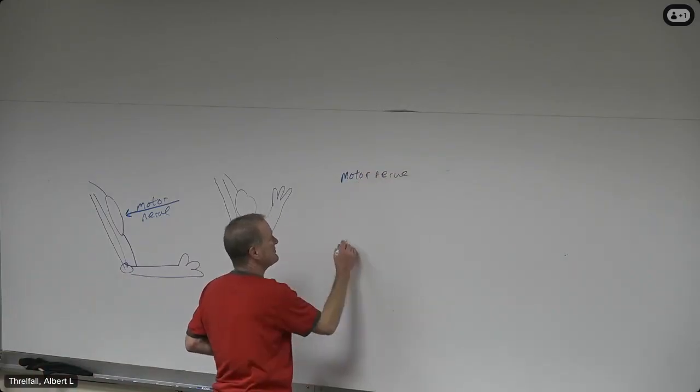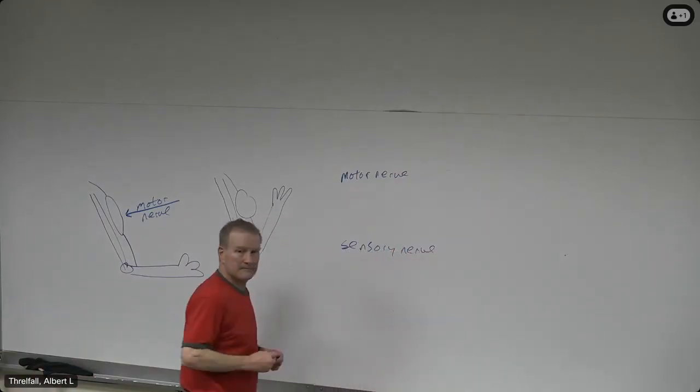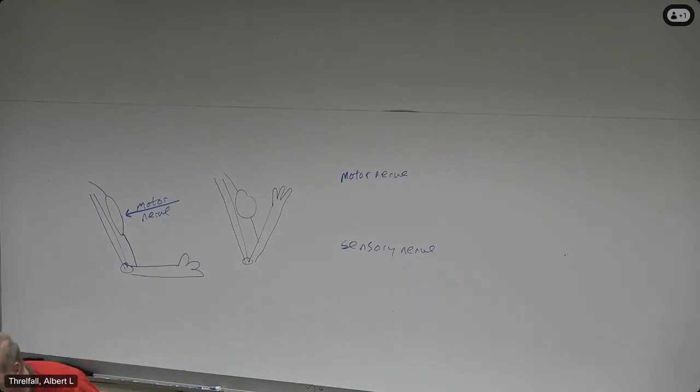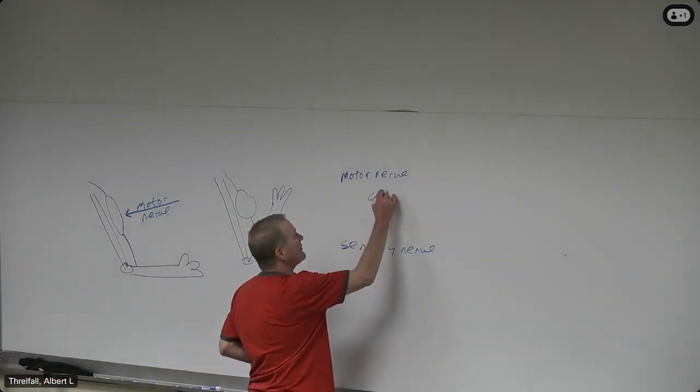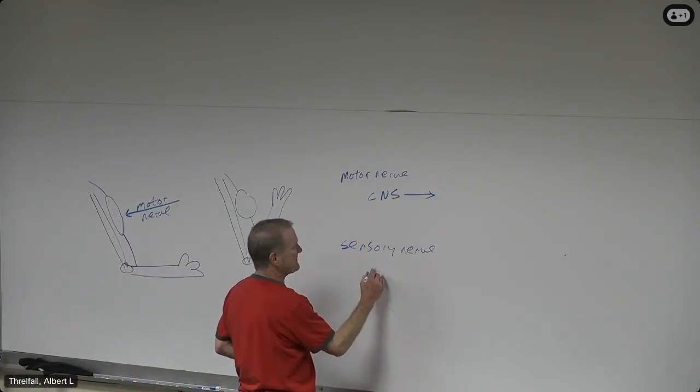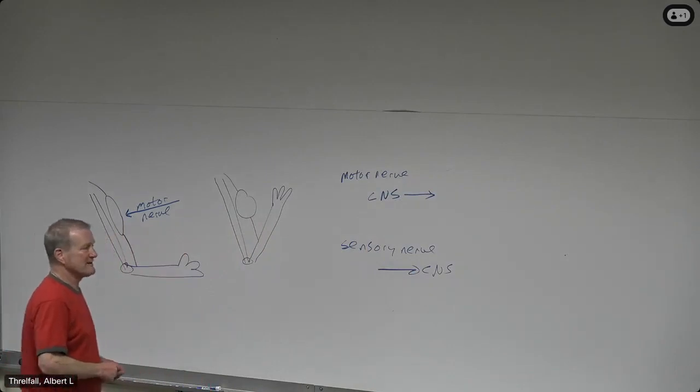That's as opposed to sensory nerve. Some of you will recognize some of this from a Psych 101 class, and if you don't, that's okay. But motor nerves leave the central nervous system. Sensory nerves travel to the central nervous system.